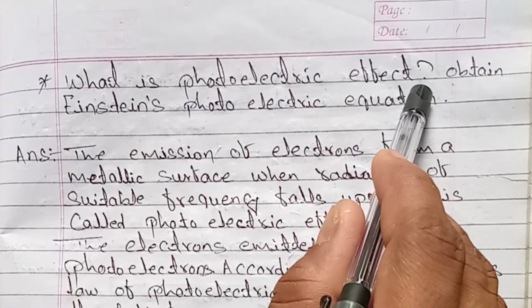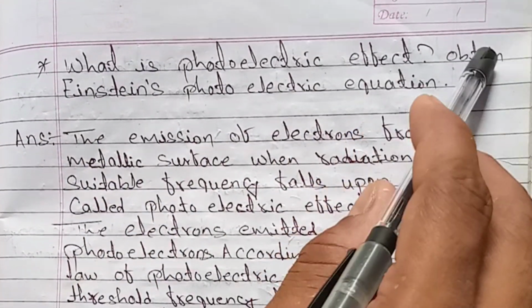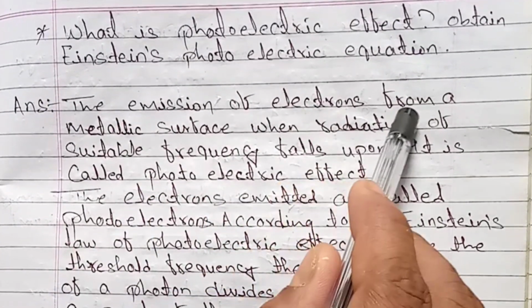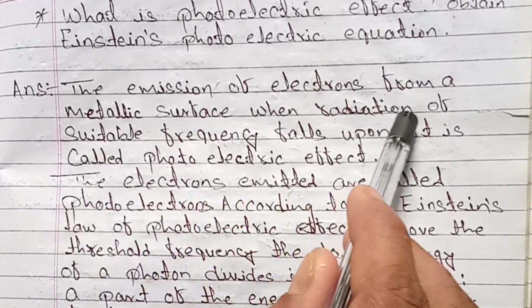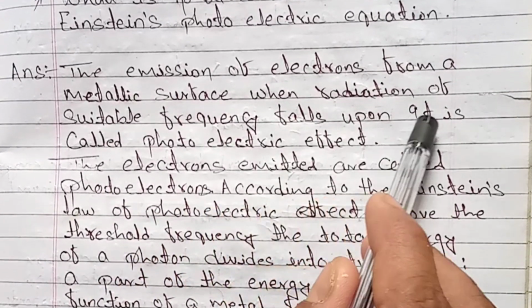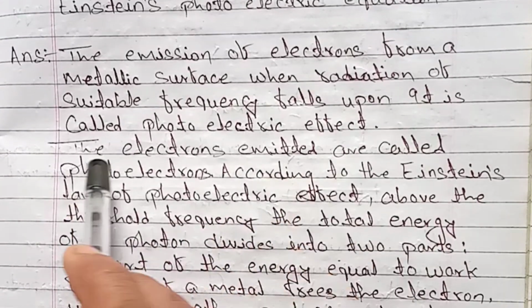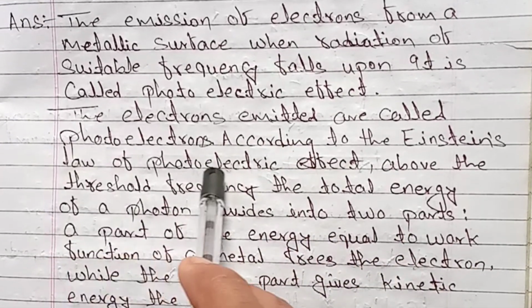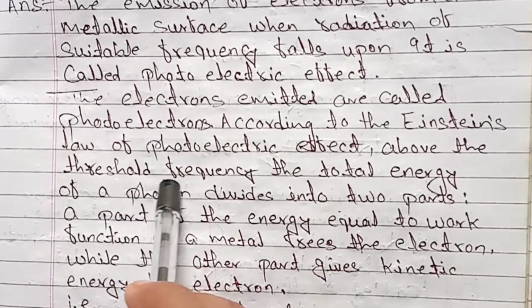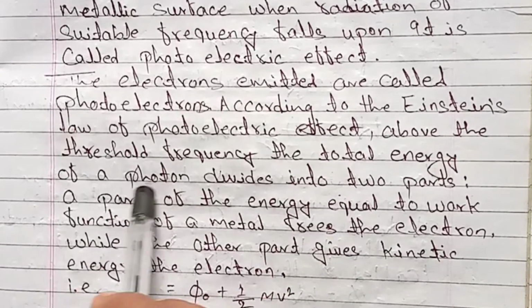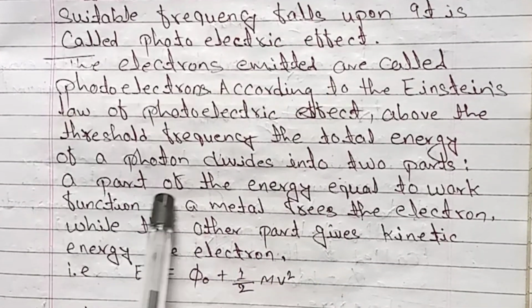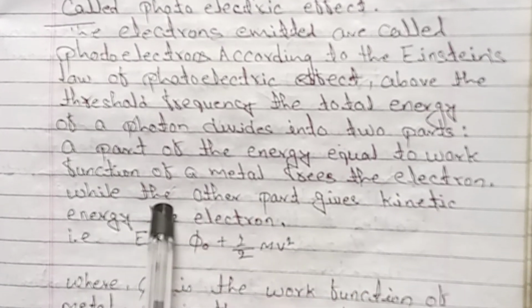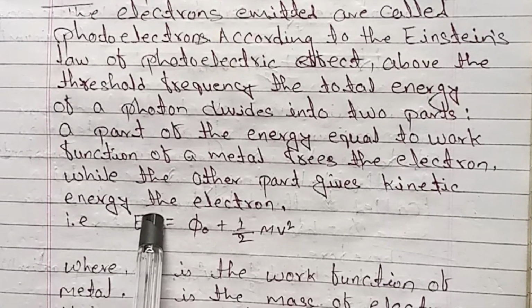What is the photoelectric effect? Write Einstein's photoelectric equation. The emission of electrons from a metallic surface when radiation of suitable frequency falls upon it is called the photoelectric effect. The electrons emitted are called photoelectrons. According to Einstein's law of photoelectric effect, above the threshold frequency, the total energy of a photon is divided into two parts. A part of the energy equal to the work function of the metal frees the electron, while the other part gives kinetic energy to the electron.